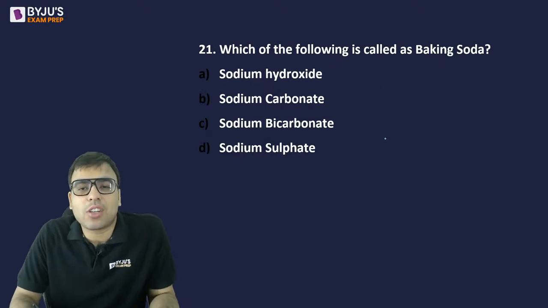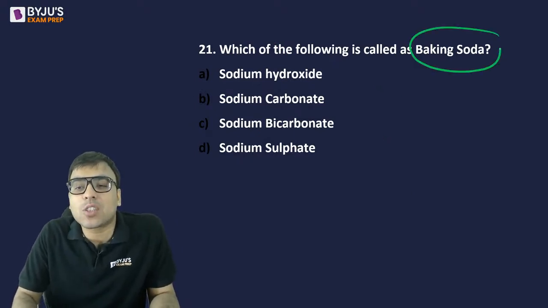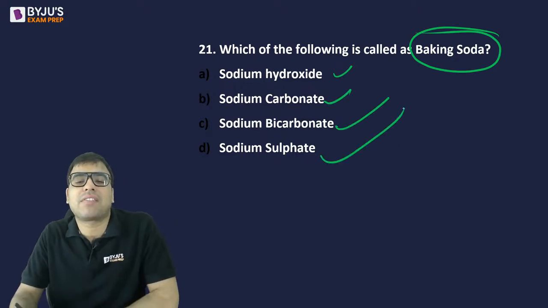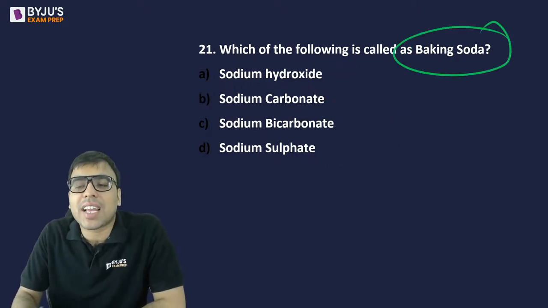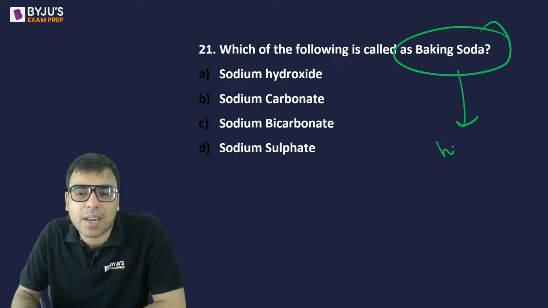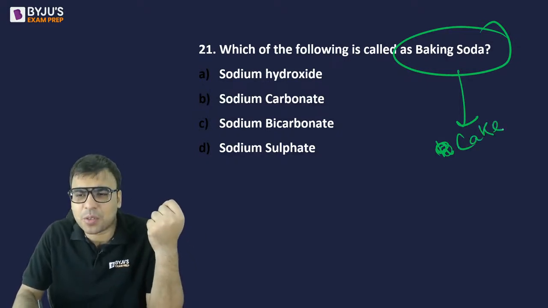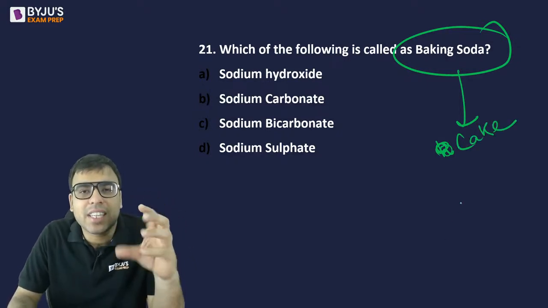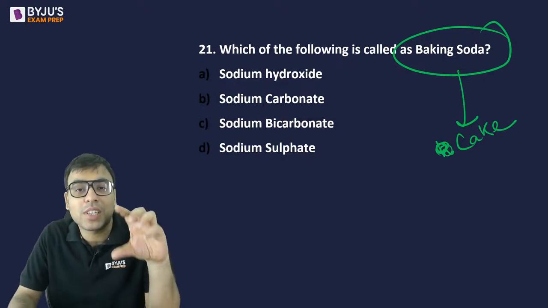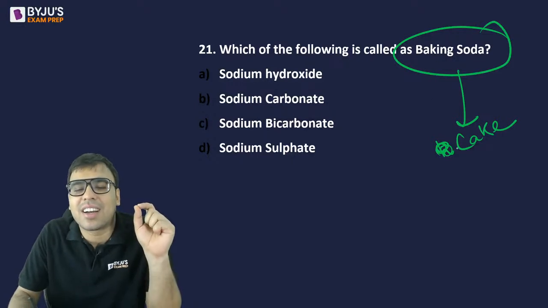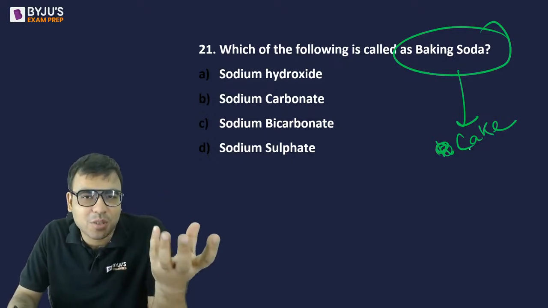The next is question 21. Which of the following is called baking soda? Sodium hydroxide, sodium carbonate, sodium bicarbonate, sodium sulfate. This is actually used in houses, है ना, घर में खाना बनाने के लिए, for food, for let's say अगर आपको कुछ बनाना है, जैसे केक वगैरह बनाने के लिए भी these are used, है ना. और making anything जो थोड़ा सा फूल जाए, जैसे कोई नान या रोटी बनाना होता है, सो in that case baking soda is used, है ना.